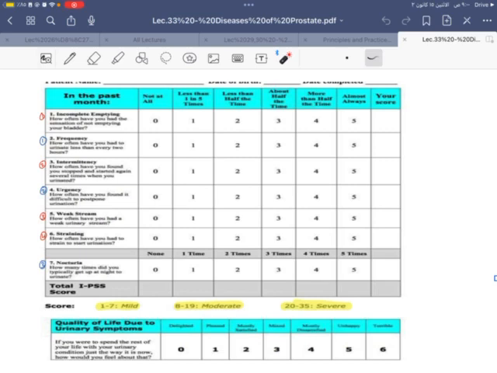Now, there is also a quality of life score that should be assessed for the patient. From 0 to 6: 0 is delighted, happy; 6 is terrible, unable to live with it. It should be assessed, by the way, because it's important in guiding your management, whether to go for surgery, keep your patient on medications, or just watchful waiting.